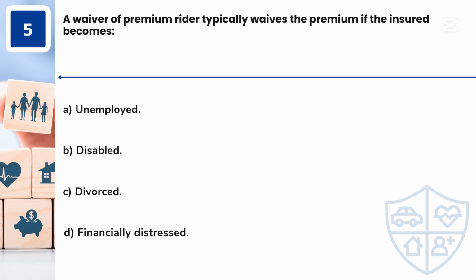Question 5. A waiver of premium rider typically waives the premium if the insured becomes A. Unemployed. B. Disabled. C. Divorced. D. Financially distressed.